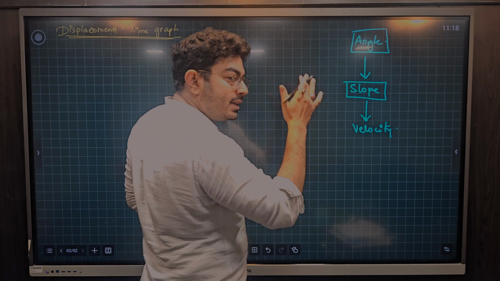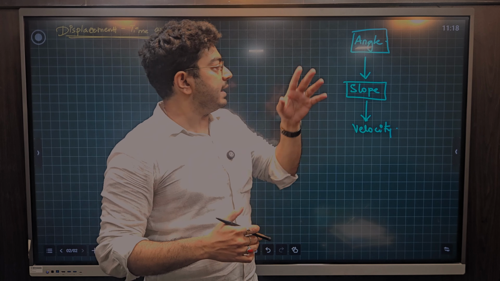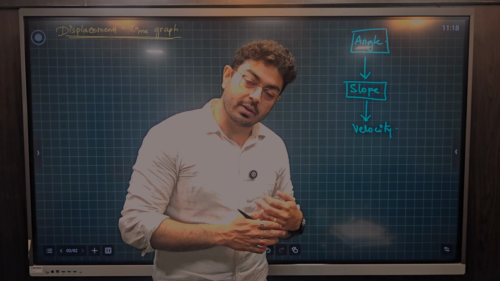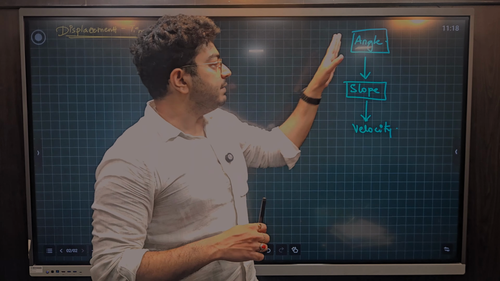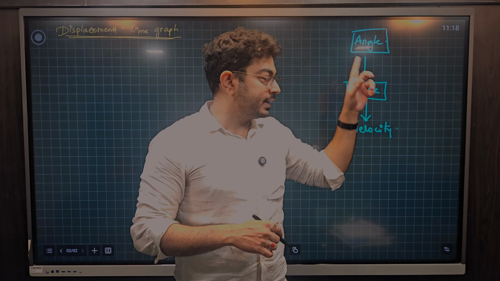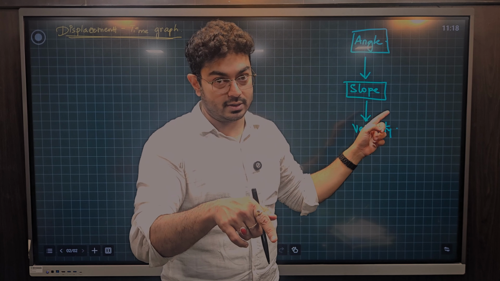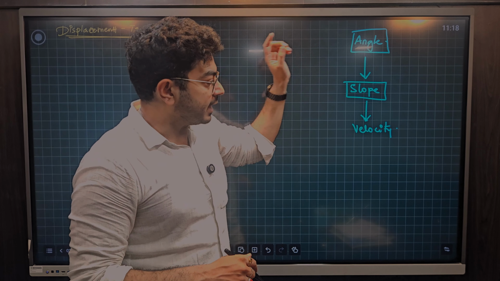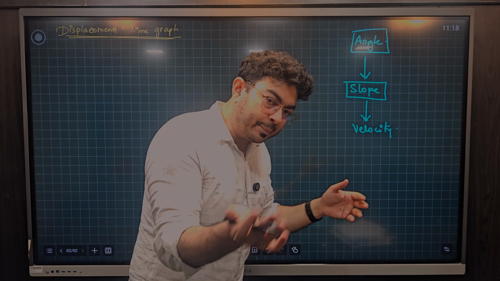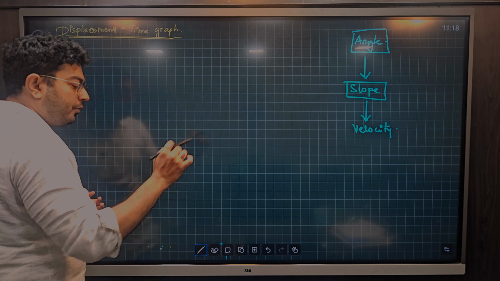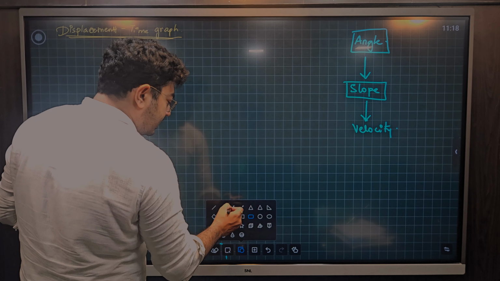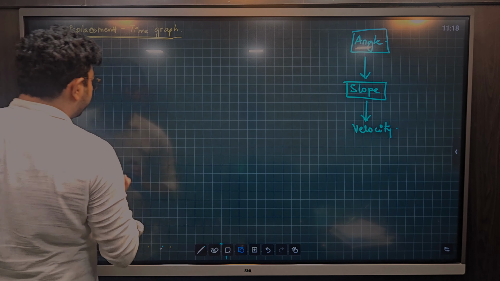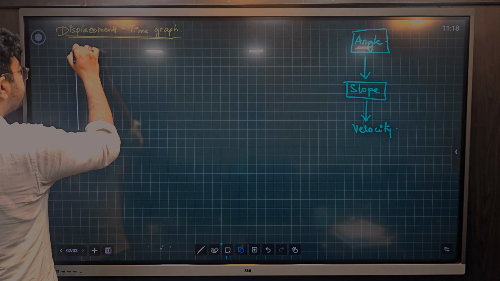So we are going to go by this three-step process. What is that? Angle, slope, and slope will give us what? Velocity. So how are we going to look? See, if the angle increases or decreases, that means slope also increases or decreases. If the slope increases, that means velocity increases. Come, we are going to understand with the help of some examples. Let's see what examples we can go by. The first one we are going to see in this way.